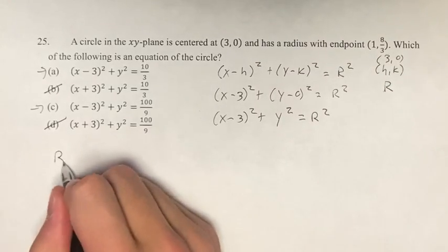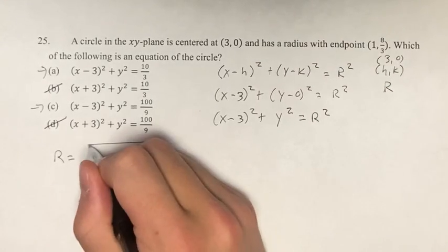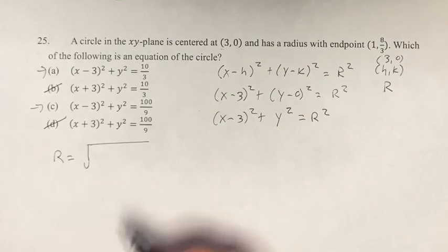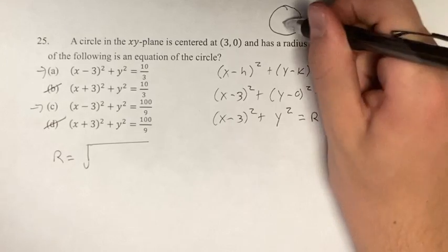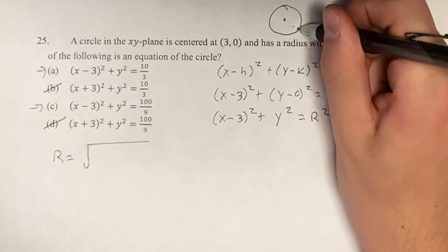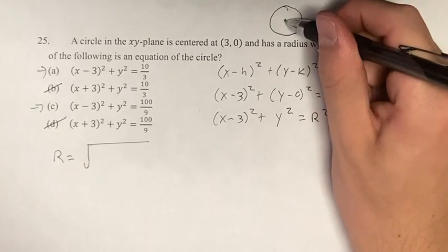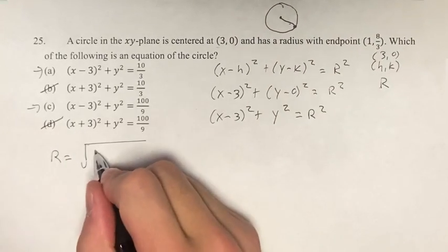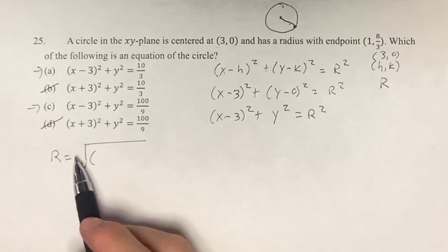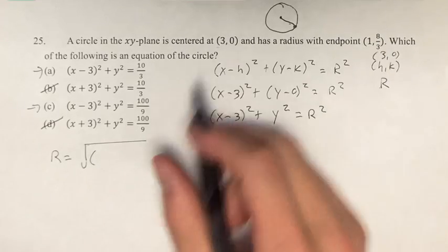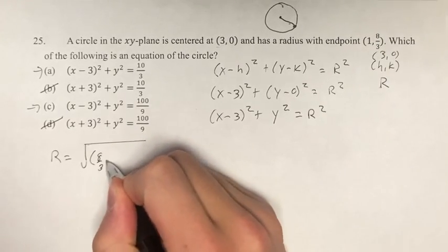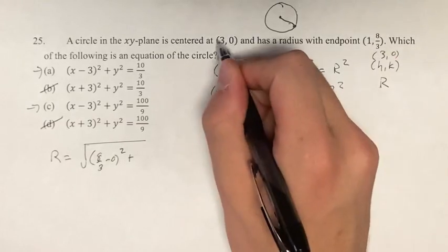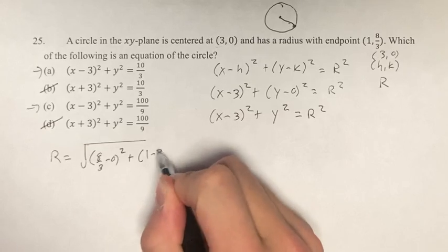So the value of our radius is going to be the distance between (3, 0) and (1, 8/3), right? If we have a circle and we have this center and the radius with this endpoint, the distance between these two points is going to be the length of the radius. So we're going to use the distance formula. So it's the difference between the two y values, so (8/3 - 0) squared, plus the difference in the x values, (1 - 3) squared.